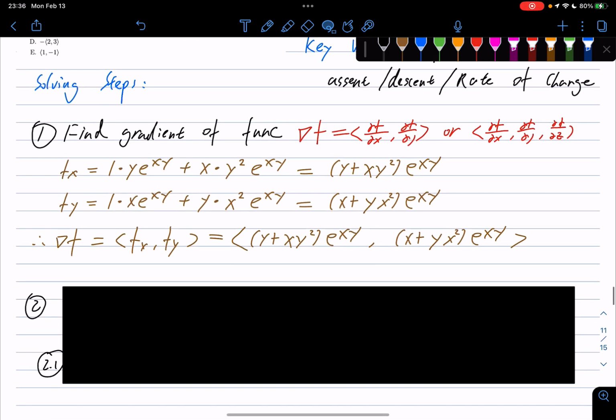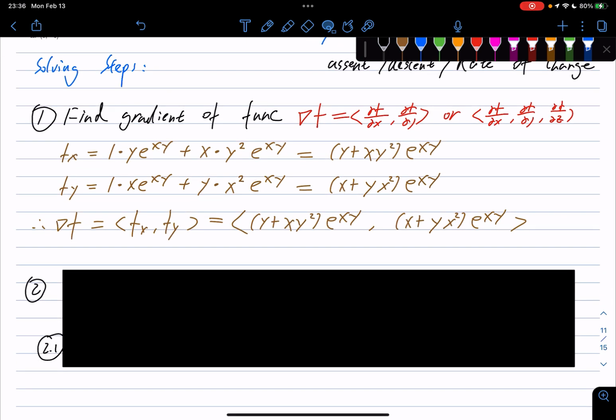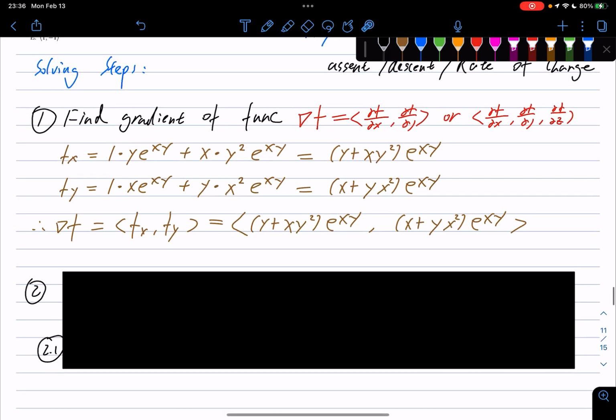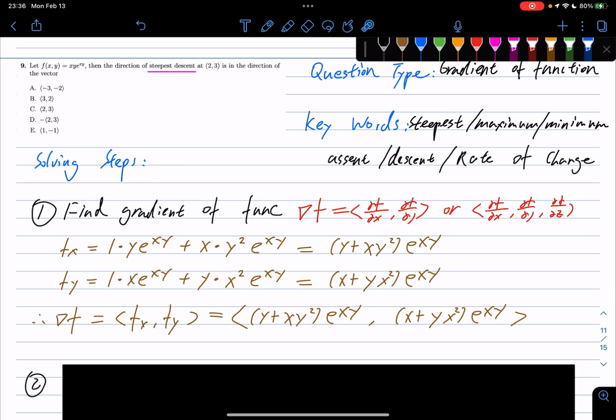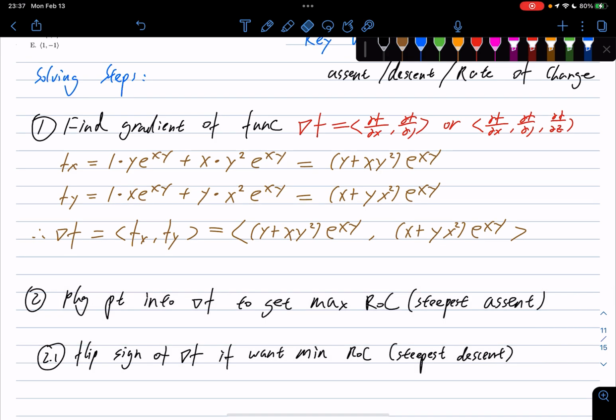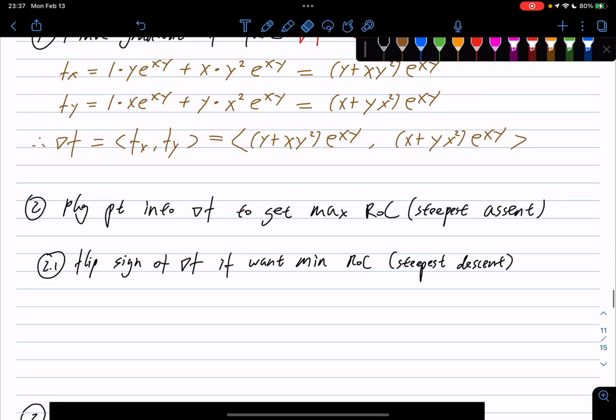So to find the maximum rate of change, we can simply plug in a point of interest, which is (2, 3). But the question is asking for the steepest descent, right? If it's the direction of the maximum rate of change, that is steepest ascent. So if you plug in, you're going to get the steepest ascent. But in this case, we don't want that. We want the steepest descent. So we're going to flip the sign once we plug in the value.